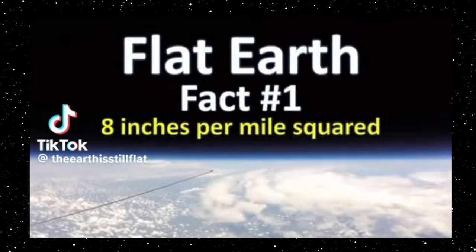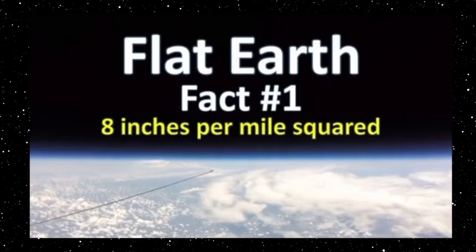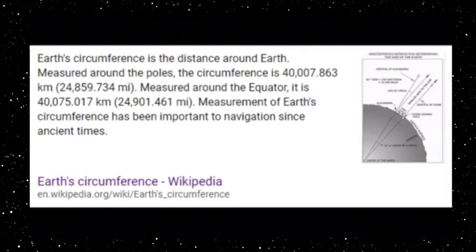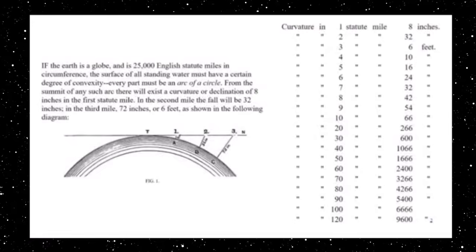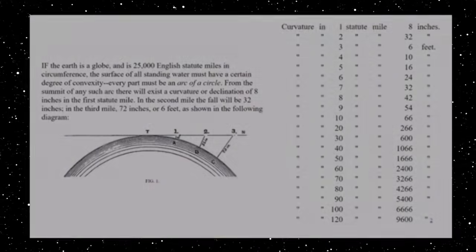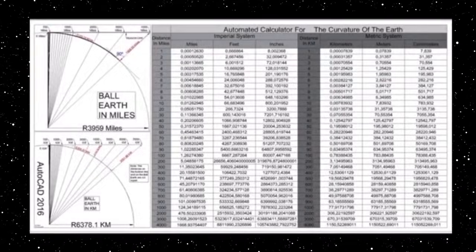According to the globe model, the surface of all standing water must have a certain degree of convexity. Based on the alleged globe circumference of about 25,000 miles, the Earth must curve away from you at 8 inches per mile squared. The formula is simple and accurate over all visible distances and has been proven by engineering software.